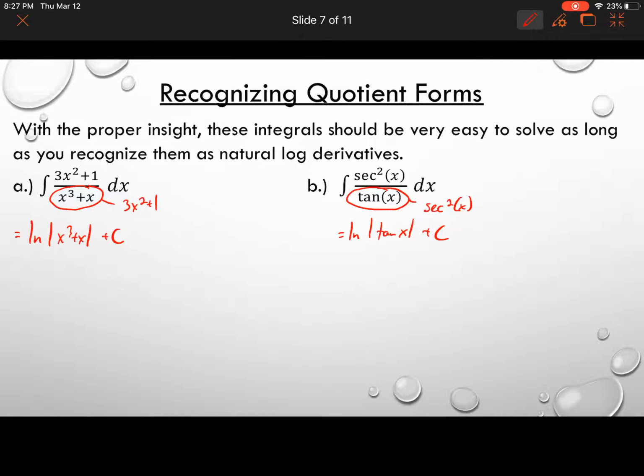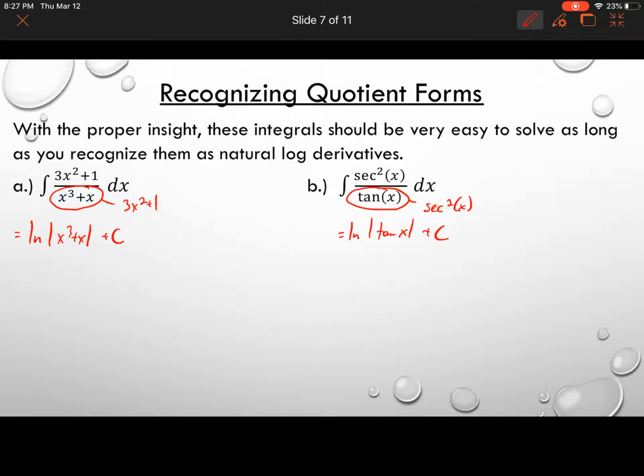And once again, we can easily check our answers. If we were to take the derivative of the first one, we would get 1 over x cubed plus x, because that's the derivative of ln. But then we would have to multiply, because of chain rule, by the derivative of x cubed plus x, so 3x squared plus 1, and that's how it would end up in the numerator.